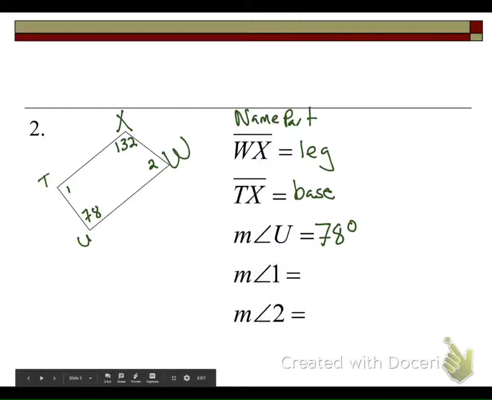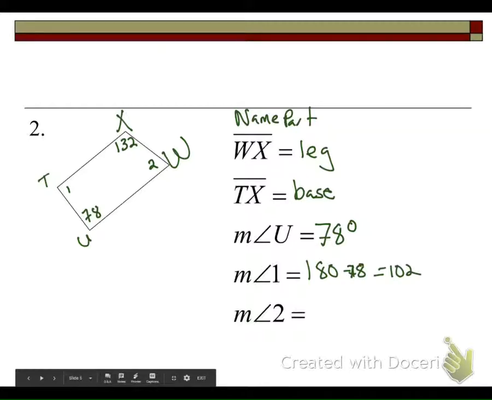They're going to be supplementary, right? Because these are parallel lines cut by a transversal. They're same side interior, and those are supplementary. So we know that we have angle 1. This is denoting the angle number, not the name or the amount of degrees. So to find this, we take 180 and we're going to subtract 78. Yeah, nice job. You guys are quick. 102.